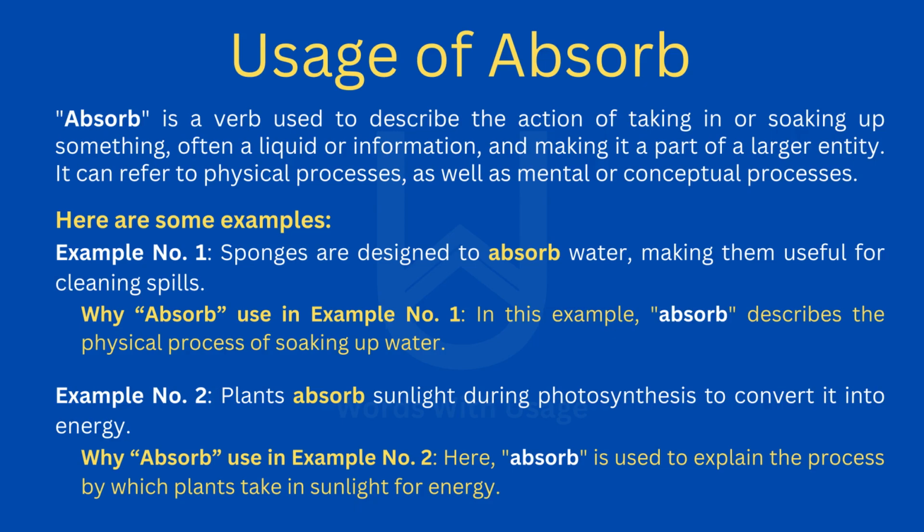Example number 2. Plants absorb sunlight during photosynthesis to convert it into energy. Why is absorb used in example number 2? Here, absorb is used to explain the process by which plants take in sunlight for energy.